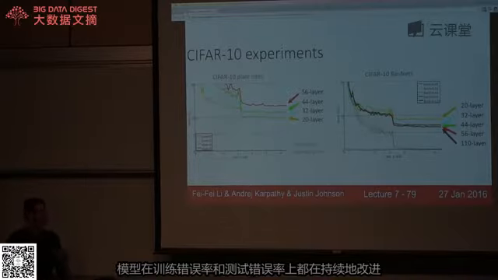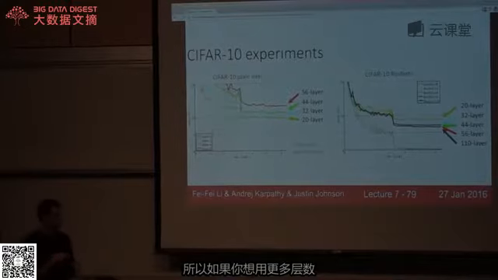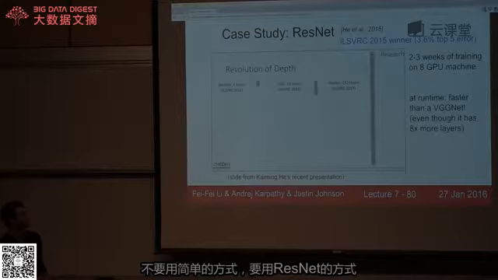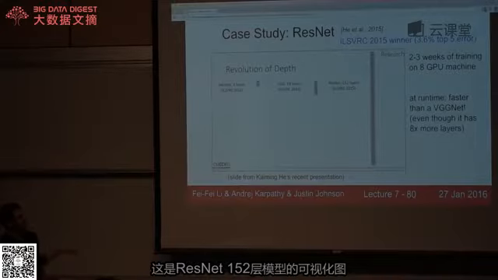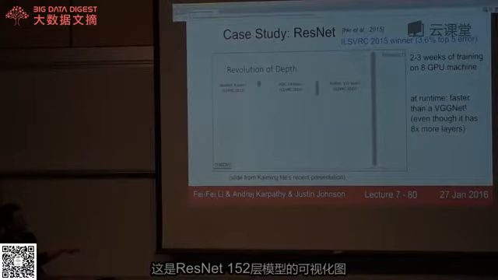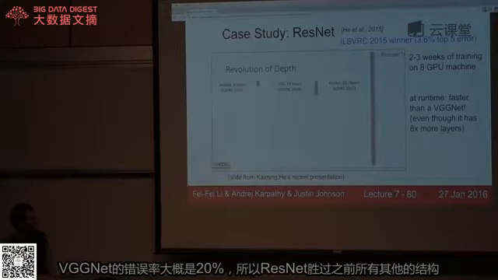And so basically, all this is saying is you want a lot more layers, but not in a naive way. You want to do it in a ResNet way. And so we'll see what that is in a bit. So this is just a visualization of the ResNet, 152 layers. The VGGNet here was 20, so it basically dwarfs all the other previous architectures.